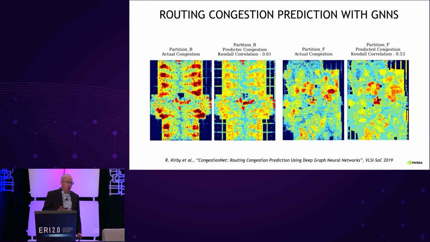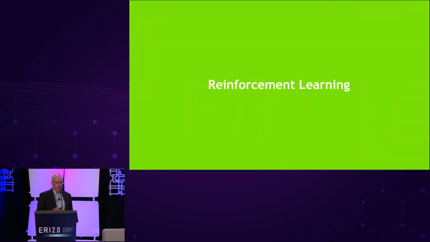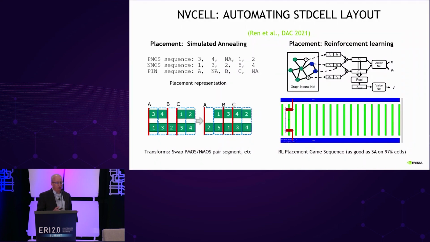Similarly, we do the same thing with routing congestion. You normally have to run the place and route program, which is at least a day, to take a partition and find out where your congestion is. We can do the same thing with the graph neural network and predict where the congestion is going to be in advance. Again, it allows us to iterate more quickly. But in many ways, the most exciting applications of machine learning to chip design that we're doing involve reinforcement learning.